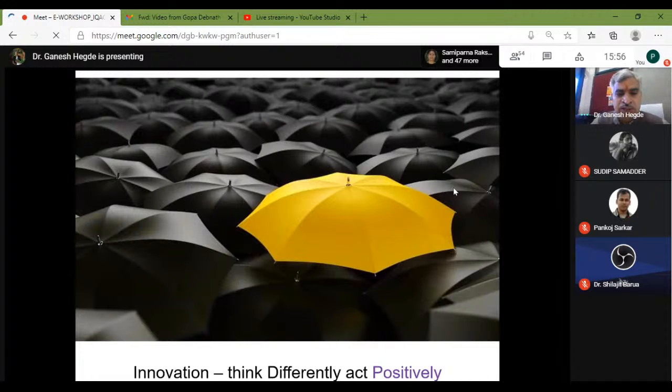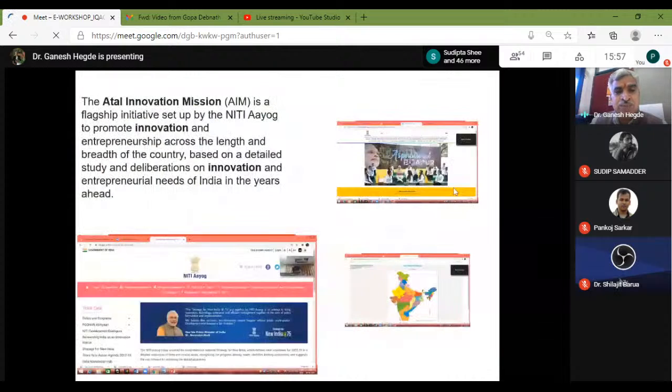What you need to keep in view is that you need to be innovative. If you want to be innovative, then you have to think differently. When you think differently, you have to act positively. Only then will innovations lead to an innovative way of thinking.